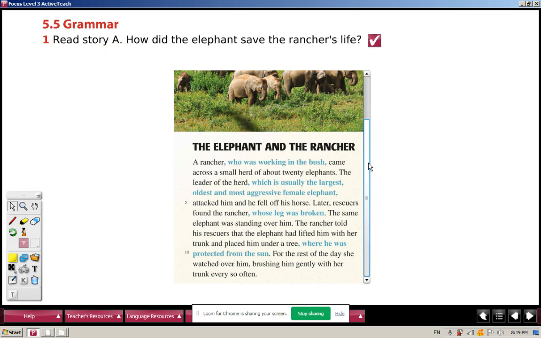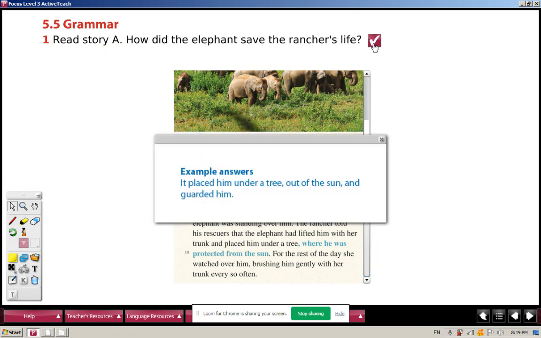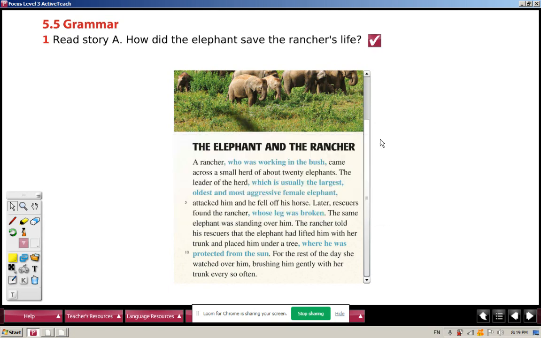So, how did the elephant save the rancher's life? What do you think? Let's see. The elephant placed the rancher under a tree out of the sun and guarded him. As you can see in this story, there are a few sentences in blue. They are called non-defining relative clauses.